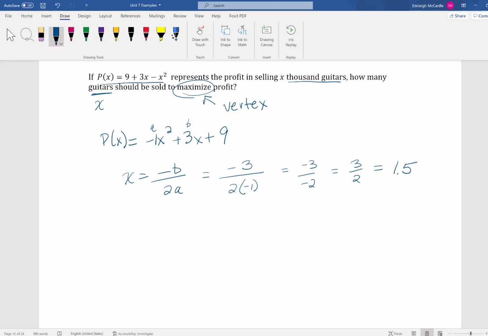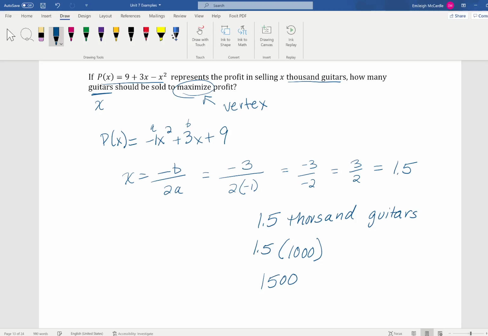This profit function represents the profit in selling x 1,000 guitars. So this 1.5 is actually 1.5 thousand guitars. Now, if we want the actual number of guitars, it's going to be 1.5 times, or we can put that in parentheses here, times 1,000, and that will give me the actual number, okay? So what we want is the actual number, not the 1.5, because that doesn't make sense. So this is going to be 1,500.